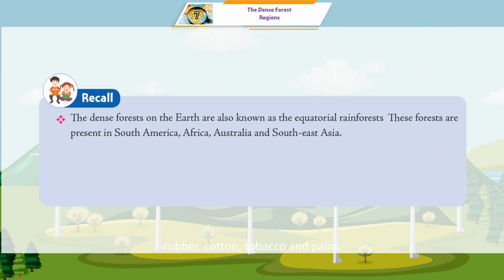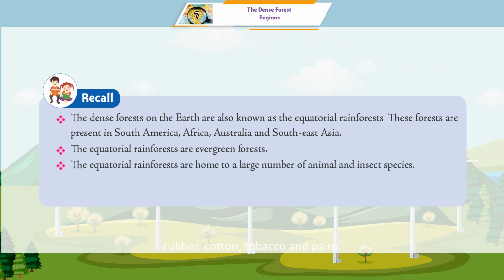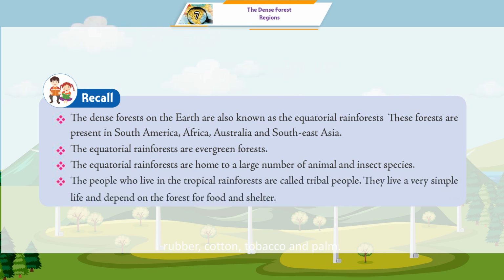Recall, the dense forests on the earth are also known as the equatorial rainforests. These forests are present in South America, Africa, Australia, and Southeast Asia. The equatorial rainforests are evergreen forests. The equatorial rainforests are home to a large number of animal and insect species. The people who live in the tropical rainforests are called tribal people. They live a very simple life and depend on the forest for food and shelter.